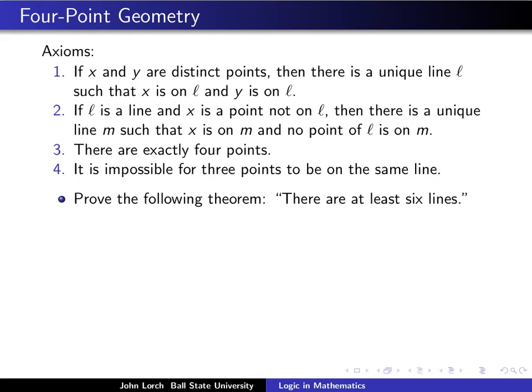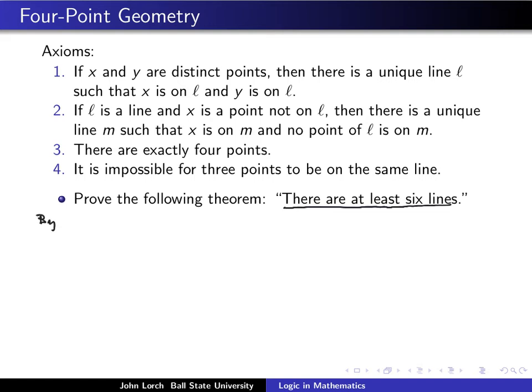Okay, here we're going to prove a theorem in 4-point geometry. The theorem is that there are at least 6 lines in 4-point geometry. And if you go back and think about the picture we drew, this theorem makes some sense. Now, it's not enough for us just to draw a picture. We want to produce an argument that convinces people beyond a doubt that there are at least 6 lines. So let's go ahead and do that.